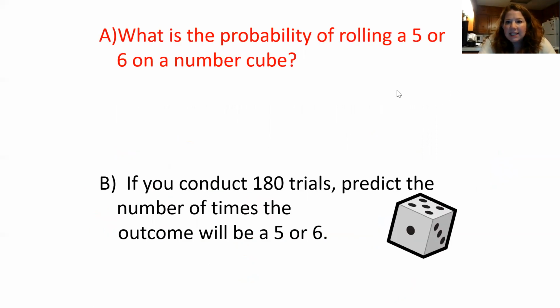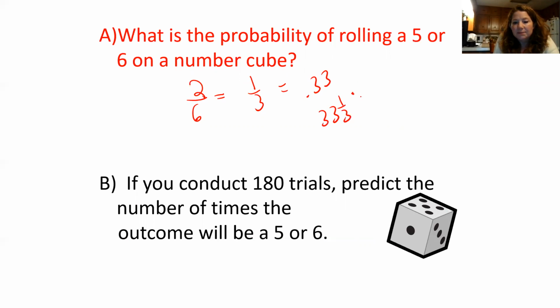All right, let's look at this one. It says, what's the probability of rolling a 5 or 6 on a number cube? Well, how many 5s are on a number cube? There's 1. How many 6s are on a number cube? There's 1. So there's 2 chances out of 6 of rolling a 5 or a 6. If I simplify 2 over 6, I get 1 out of 3, which equals 0.33 or 33 1/3%.